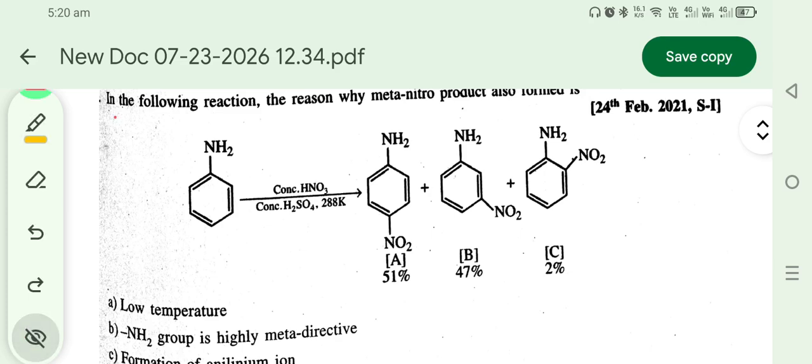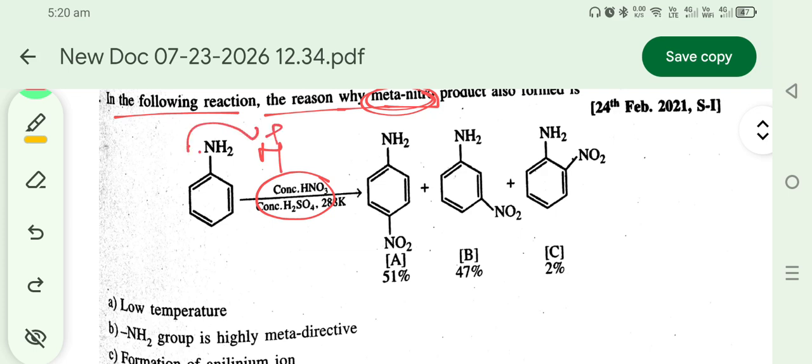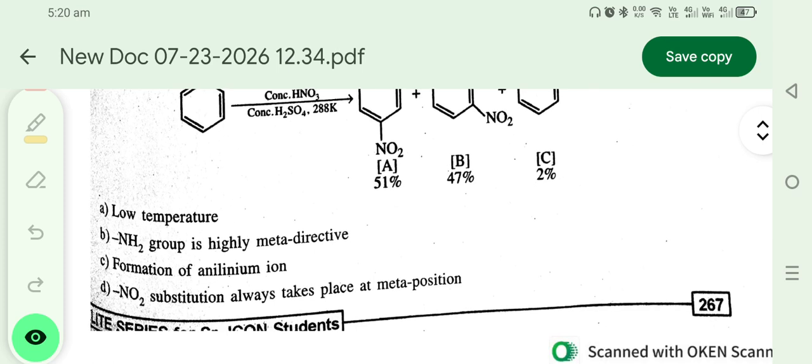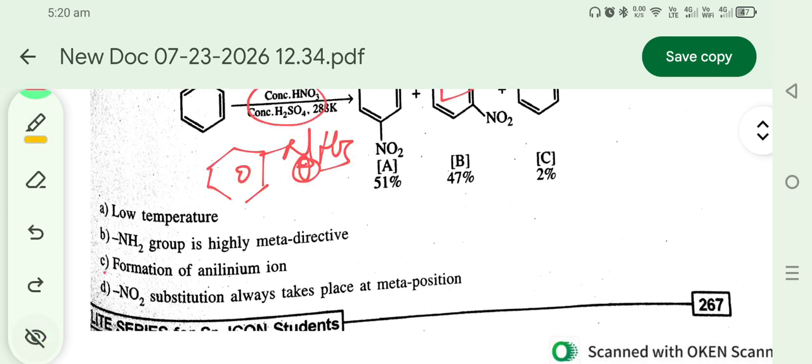In the following reaction, why is the meta nitro product obtained? With concentrated HNO3, the H plus ion reacts with the Lewis base aniline and forms the anilinium ion. This anilinium ion is a ring deactivating group, that's why the meta product is obtained. So meta nitro is obtained due to formation of the anilinium ion.